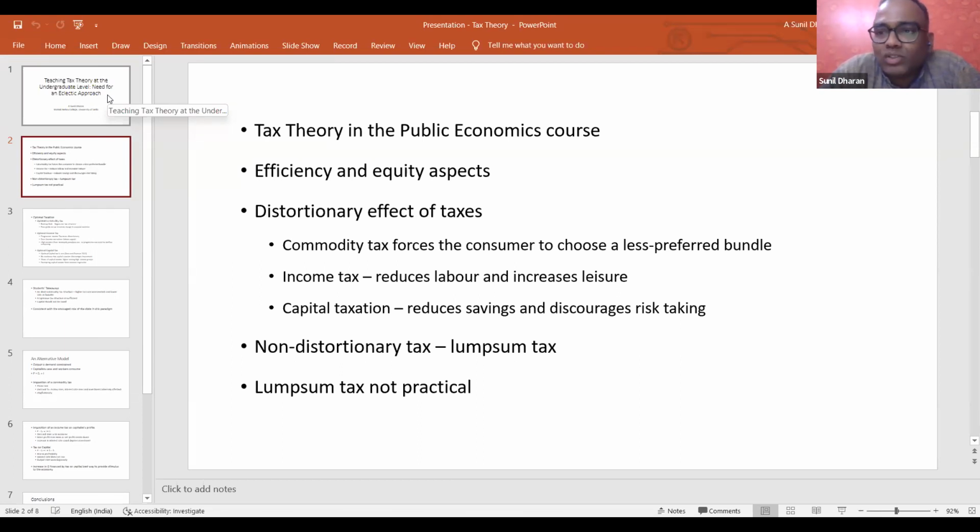If you look at the textbooks, the examples of lump sum taxation that you find are the head tax, where you collect the same amount from everybody, or an age tax, where the tax is levied on the age of the taxpayer. So the head tax is clearly regressive, and the age tax can also be regressive. So these are dismissed as not practical.